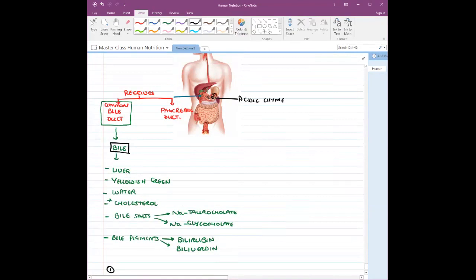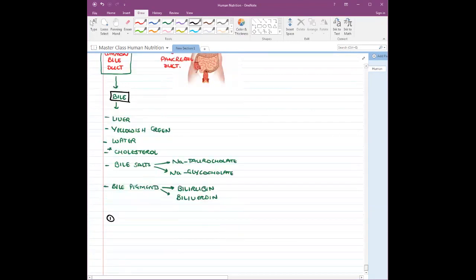Okay, so we were having acidic chyme. But now what happens in the presence of your bile? This acidic chyme is now going to be converted into alkaline chyme. So acidic chyme is going to be converted into alkaline chyme. During this reaction, you are going to see huge amounts of sodium bicarbonate being added. So this is in the presence of bile and NaHCO3.